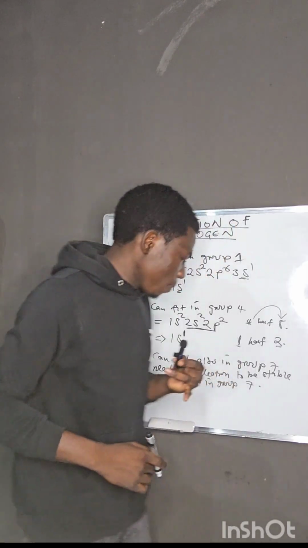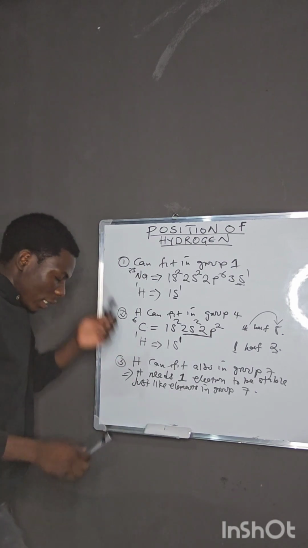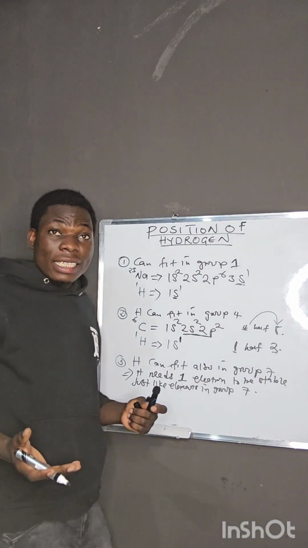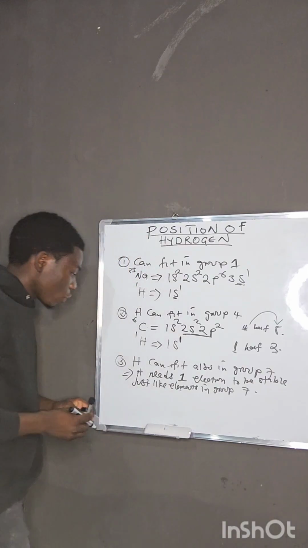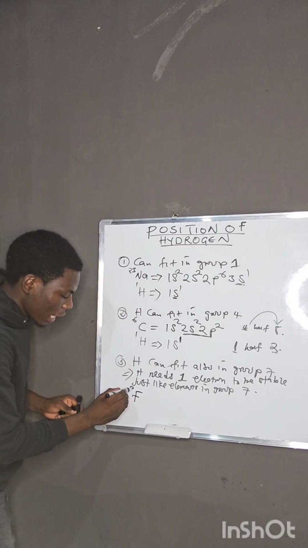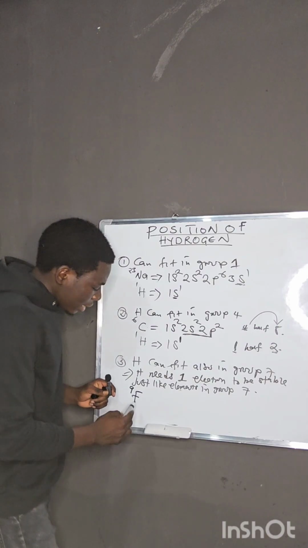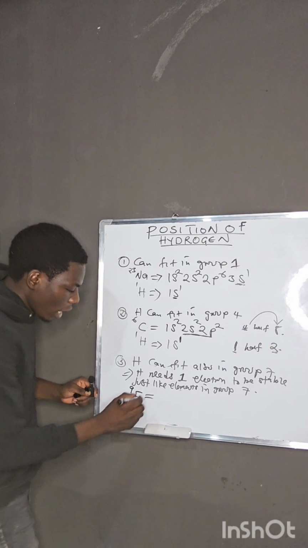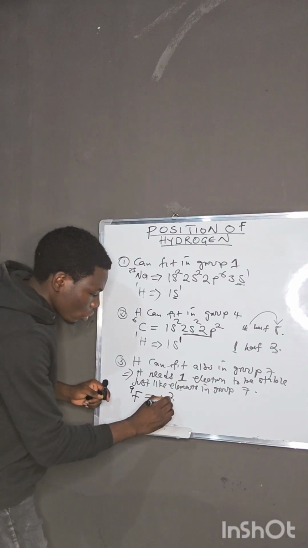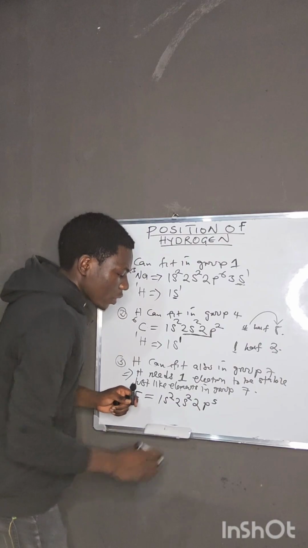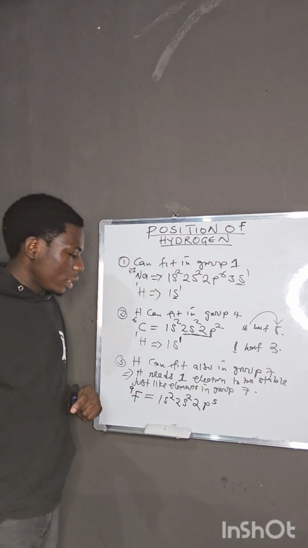For example, we are going to pick an element from group 7. So an element from group 7 is fluorine, which has a proton number of 9. So if we are to write the electron configuration of fluorine, we are going to find that it is going to have 1s2, 2s2, and then 2p5. That's the electron configuration of fluorine.